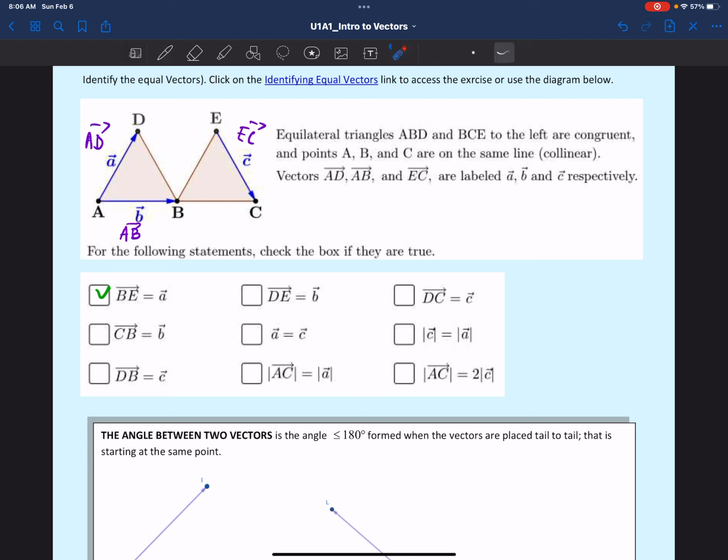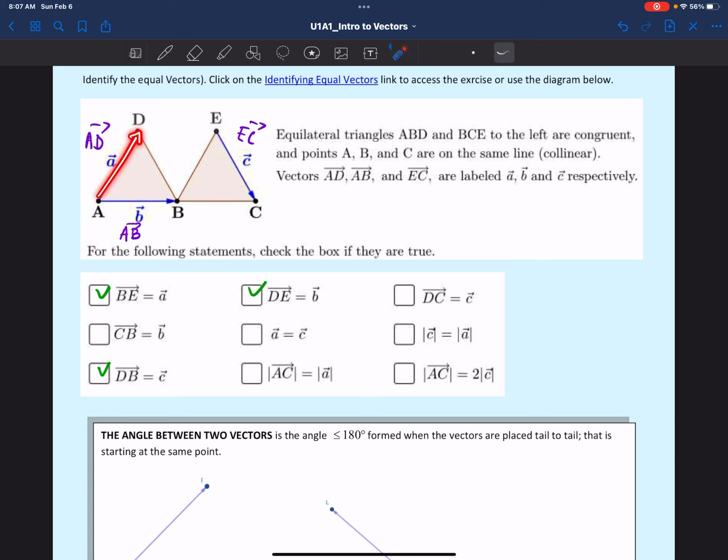Vector CB and vector B, they point in opposite directions, so nothing there. Vector DB equals C. So DB and C, they are same direction, same magnitude. Vector DE and vector B. Same direction, same magnitude.